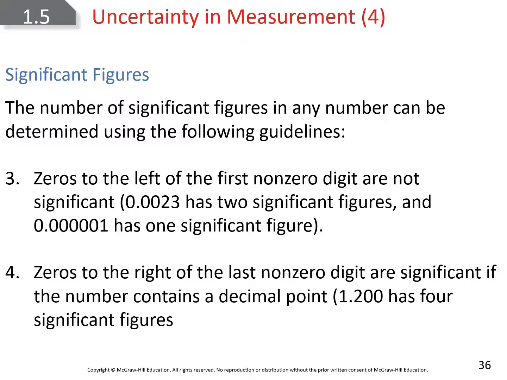When we talk about zeros to the left of the first non-zero digit, they are not significant. I call those leading zeros. We're going to have leading and trailing zeros. So the leading zeros here are simply placeholders. They are placeholders to give the 2 and the 3 a value.